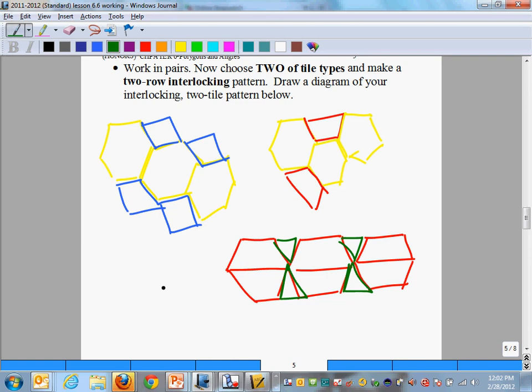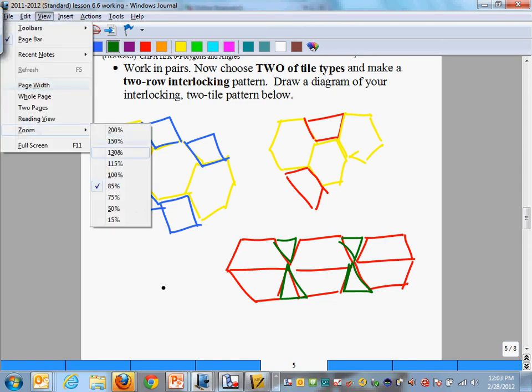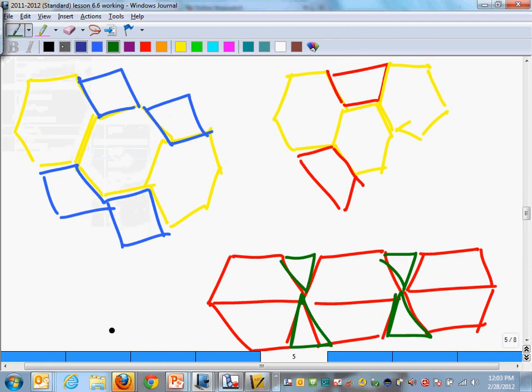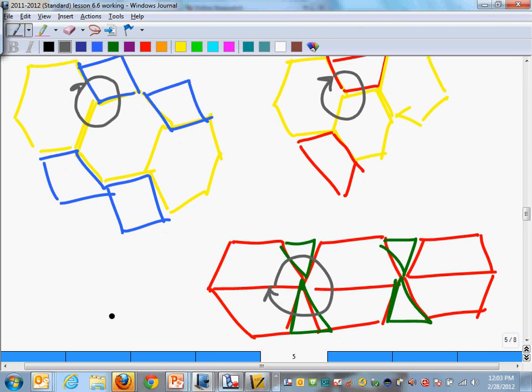Alrighty, this is called a semi-regular tessellation on your paper. Now what I'd like you to do is circle one joint where the corners join on your paper. I'm going to make this a little bit larger so you can see. Now pull those angles in from the previous page. Some of you have the yellow and the blue. Some of you have the red and the yellow. Some of you have red and green. In the back, you guys had blue and green. Blue and red, I think.